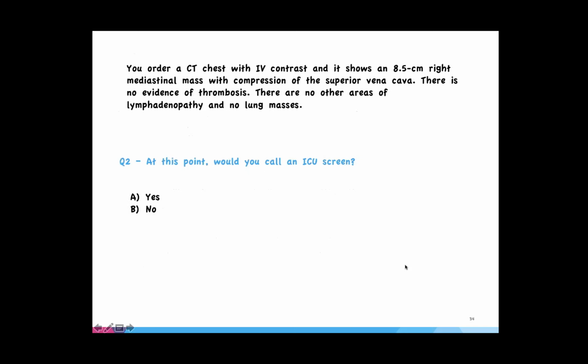Now, what's happening? So you ordered the CT chest with IV contrast, and it shows an 8.5 cm right mediastinal mass with compression of the SVC. There's no thrombosis, no lymphadenopathy, no lung masses. At this point, would you call an ICU screen? Launch this poll. You're the resident, it's night, what are you doing?